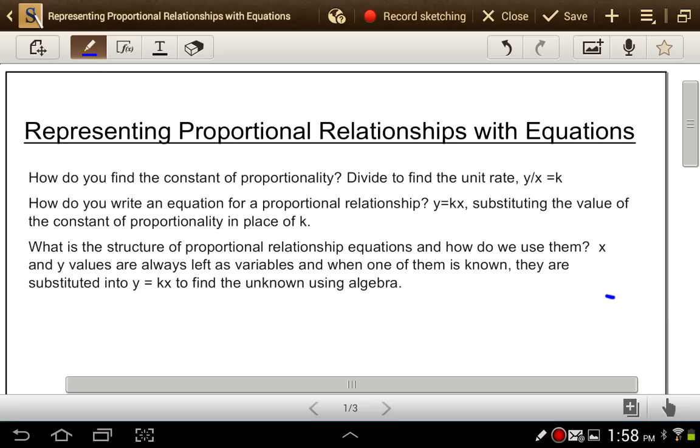How do you write an equation for a proportional relationship? Well, you write it as y equals kx. So you plug in that constant of proportionality for k. Okay? And then the last thing is, how do you solve and use it? How do we use them? Well, once we figure out what the x or y value is, we can plug it into the equation that we have. That will give us one variable, and then we just use algebra to find the missing variable that we have.